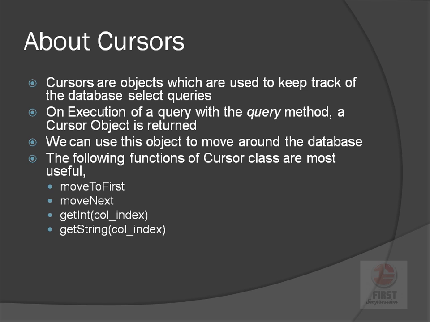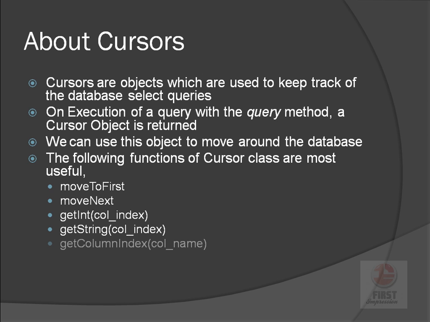Get string does the same as get int, but it is used for string columns. For example, name, code and specialty are the strings. So when you say get string 1, it will give you the string of the name of the city. When you say get string 2, it will give you the name of the specialty of the city and the code of the city. So this is the use of get string.